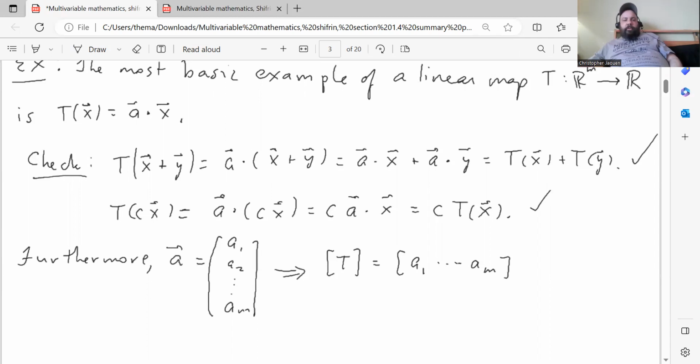I won't go through the details, but you can pause your screen and see all the details here. Furthermore, that means the standard matrix for the transformation T is given by this 1 by m matrix, where a1 through am are the components of the fixed vector a.